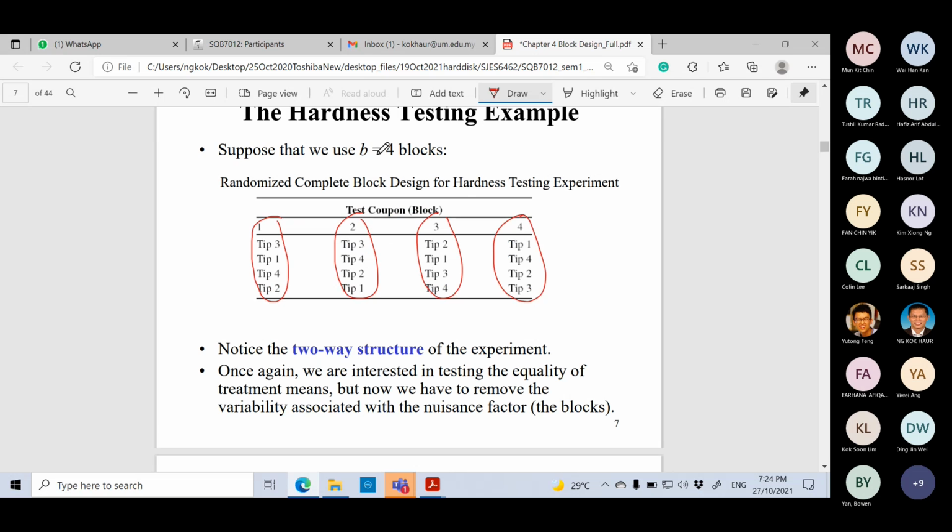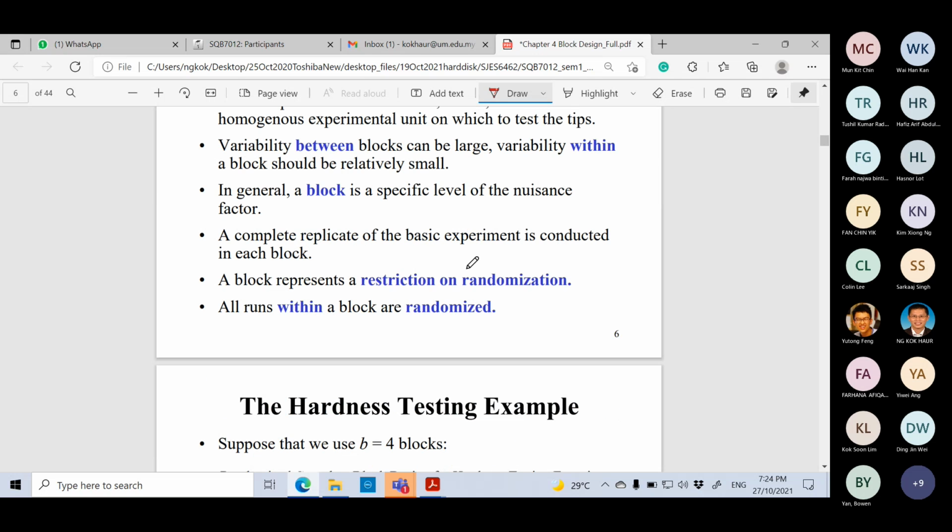So how is it done? If you have block number 1, block number 2, block number 3, block number 4, you assign randomly within the block itself. You have 4 tips here and you want to compare the 4 tips, so you randomize. You assign the first observation to tip number 3, the second observation to tip number 1, and so on. You cannot randomize in general, overall. You randomize within the block. Okay.